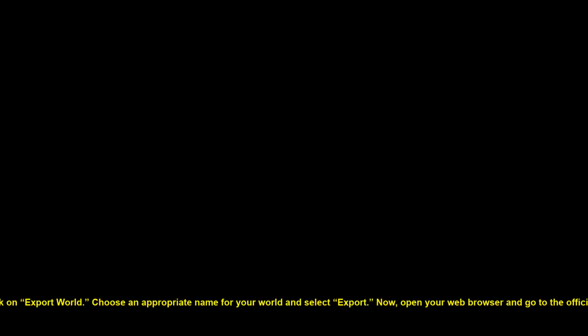Click on the Edit button next to the selected world. Scroll down and click on Export World. Choose an appropriate name for your world and select Export.